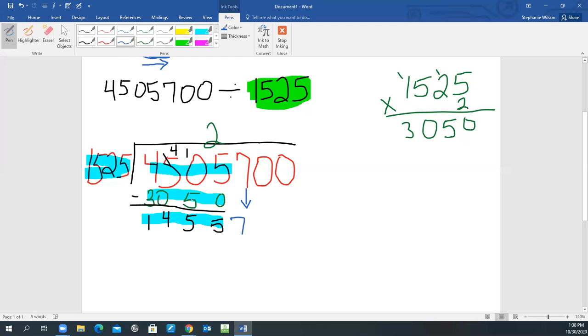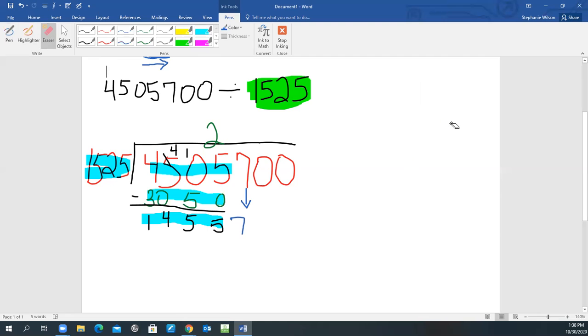Okay, and now we gotta see how many times will 1500, or 1525 go into the 14557, and sometimes we have to play with bigger numbers. So if I multiply it by 10, it's gonna tack on another 0, making it bigger. So let's try one less than 10. Let's try 9. So I'm gonna erase this math work over here. All right, so let's try 9.